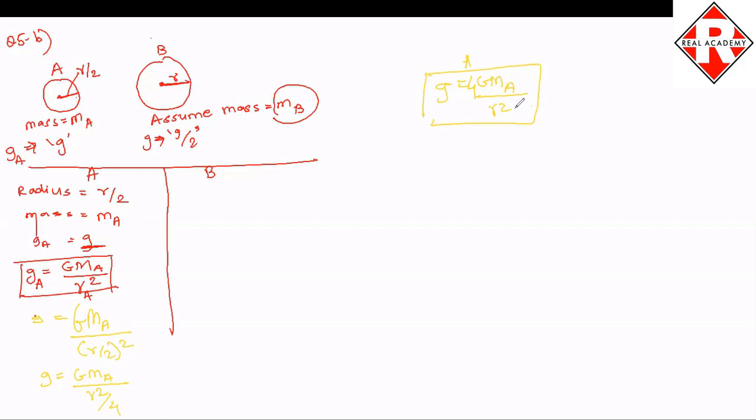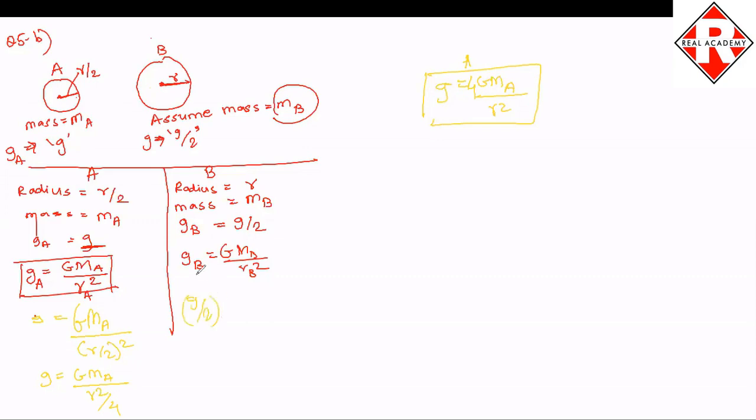Now similarly for B, let's understand for B. Same thing we will write. What is the radius for planet B? It is R. What is the mass for planet B? We are taking it as mB. What is the acceleration due to gravity for planet B? It is g by 2. So what will be the formula? What is the formula for acceleration due to gravity? gB is equal to G times mB upon rB square. So again substitute the values, right? So in that case you will have gB is g by 2.